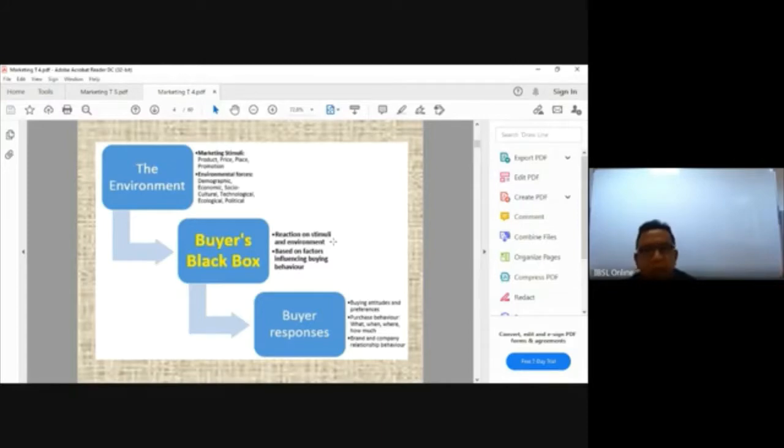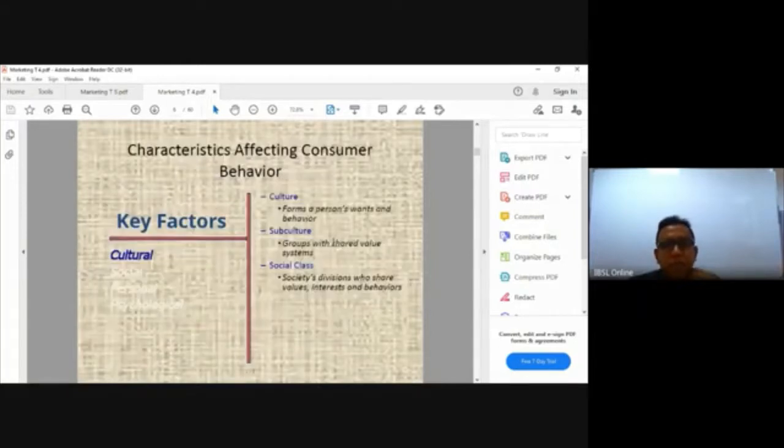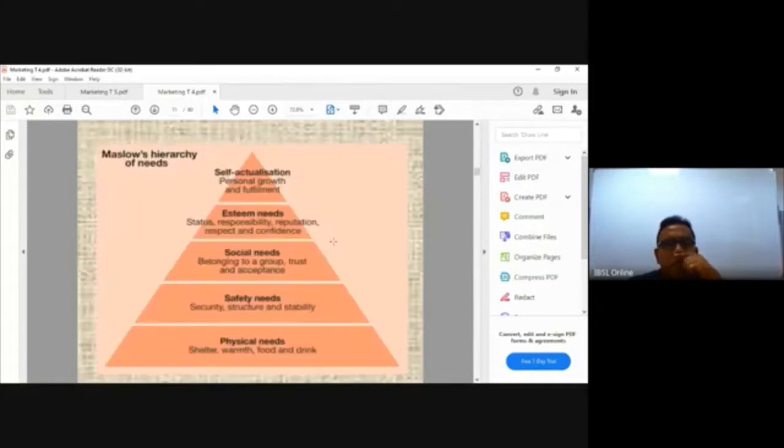But we need to understand there are certain influences coming in terms of the cultural background of a person, social, personality, and psychological background of a person, and those aspects were discussed. And then we also discussed Maslow's hierarchy of needs.